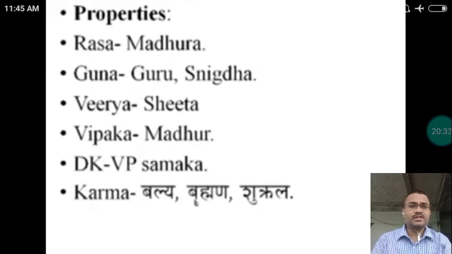Now, the properties of those animals: the flesh will be rasa madhura, guna guru and snigdha, virya sita, and madhura vipaka. The dosha karma will be vata pitta shamaka, and the sarvadehik karma, or the systemic action of padini type of flesh, will be balya, brimhana, and shukrala.